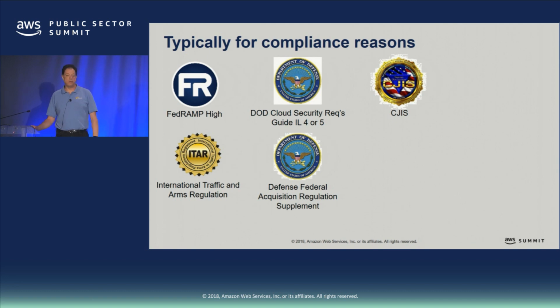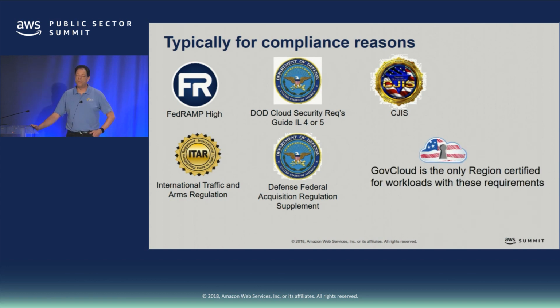CJIS, that's Criminal Justice Information Systems. That one is unique to GovCloud. ITAR, which I talked about a little bit, is also unique to GovCloud, and so is DFARS. So if DFARS is a requirement of your customers, like in the aerospace and defense industry, you may run into that. So if you're using any of those, then GovCloud is your place. You can't do those anyplace else. If you're doing any of the others, then you've got a choice.